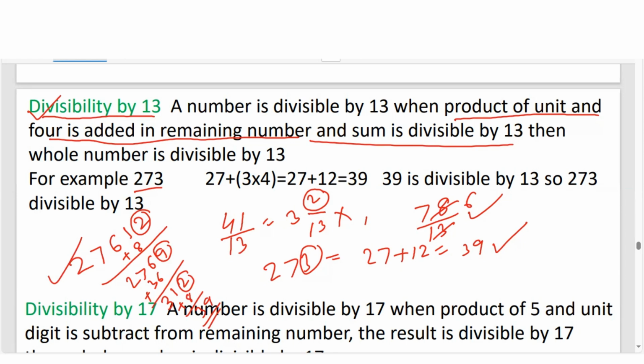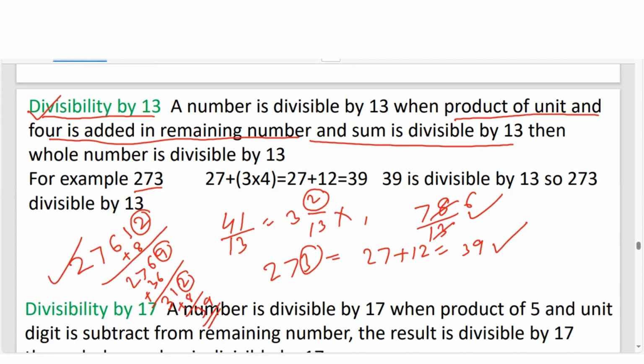So any large number is given and you want to check that number is divisible by 13 or not. Then the simple technique is what? You just multiply the unit digit by 4 and add the product to the remaining number. If the result you are getting is divisible by 13, then the total number will be divisible by 13. Sometimes the result is large, then you repeat the same process until you get a smaller number.